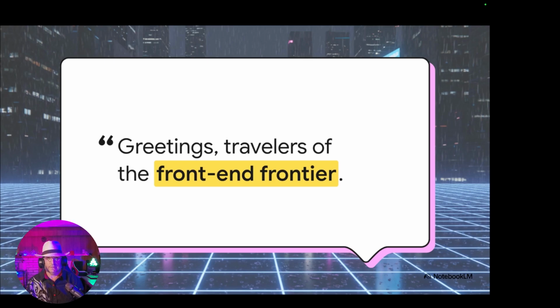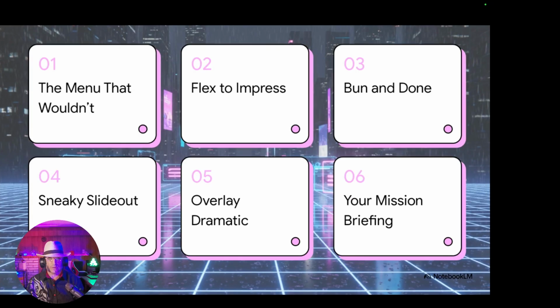We're going to start with those really stubborn, broken menus, then we'll tame them with some flex fixes. After that, we build the classic hamburger, graduate to some sneaky slide outs, and finally, we unleash the full power of cinematic overlays. Oh yeah, it is going to be a ride. So here's the flight plan. We're starting with a total failure, the menu that wouldn't. Then we civilize it with flex to impress. Next up, the classic, bun and done. We'll level up with the sneaky slide out, go full cinematic with overlay dramatic, and wrap it all up with your official mission briefing. All right, let's do this.